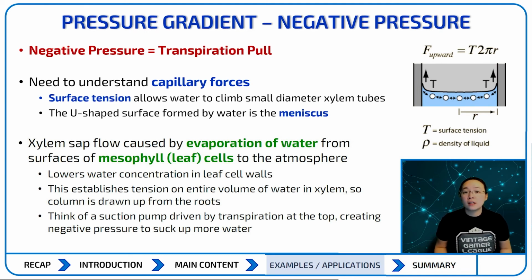So what can we say about negative pressure? We can say that xylem water and sap flow is caused by the evaporation of water from your leaf cells, or your mesophyll cells, to the atmosphere. What's happening is that as the water escapes from the leaf, you're creating a lower water concentration in your leaf's cell walls. Because of that, there's going to be a rush of water to try and fill in that gap. Before that happens, there's tension in the entire volume of water in the xylem, and then the column is going to draw up more water from the roots so that it can balance things out.